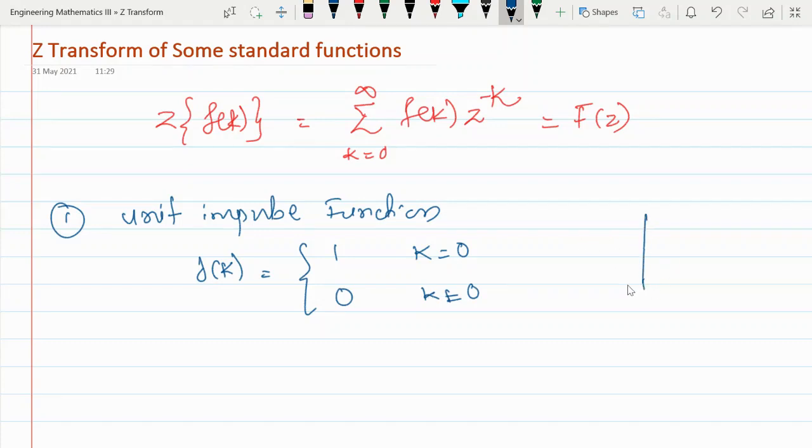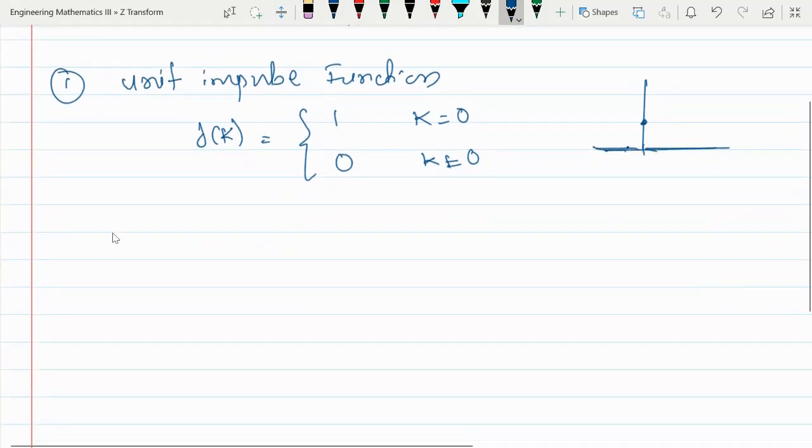Okay, so for k equal to 0 the value is 1, and for k not equal to 0 the function is 0 everywhere, like this. Now what is the Z transform of this? I'm not going into detail about finding this Z transform, as it is very simple.